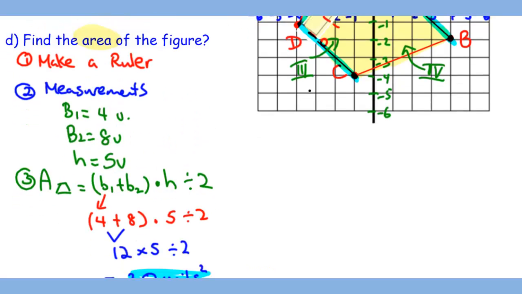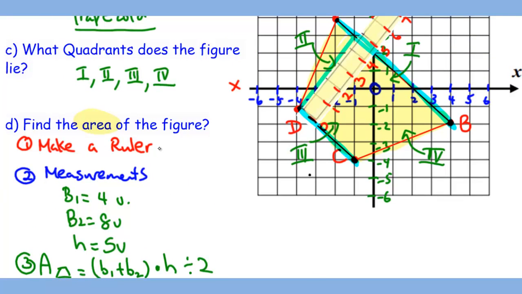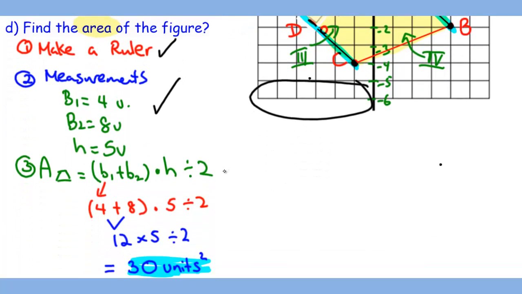So to recap the last step, to find the area, you have to make a ruler by using the segments at the bottom right here. Then measure the necessary information, which are the bases and the height, and then substitute the numbers into the formula to get the final answer.